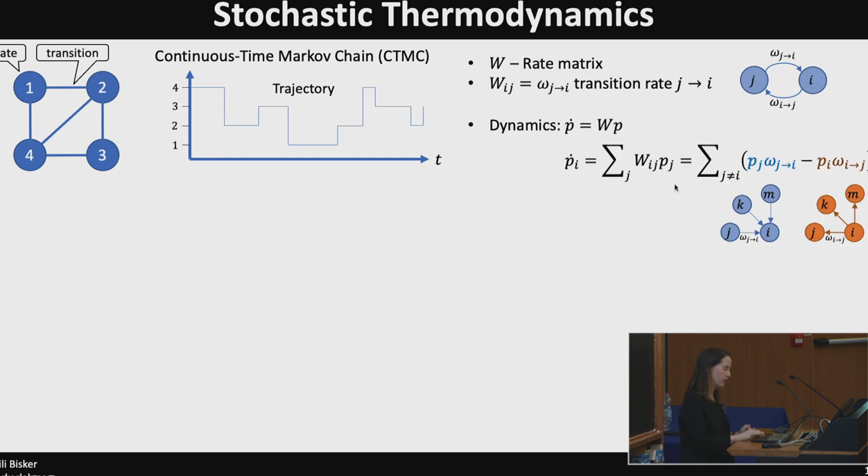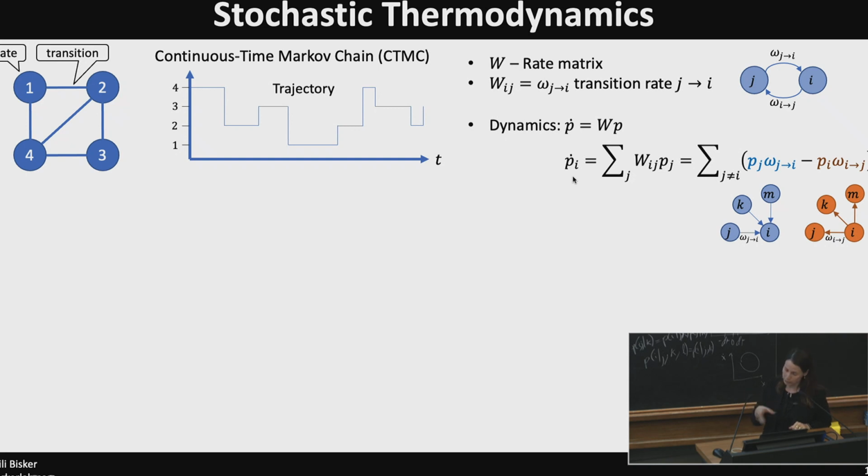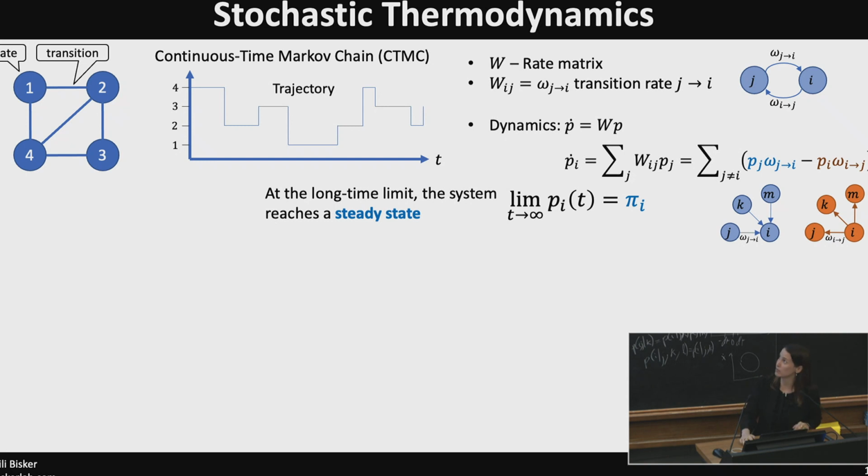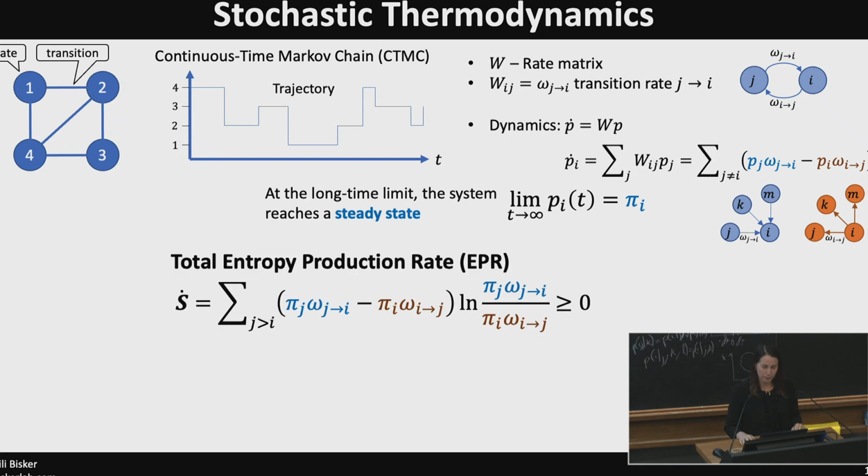And if you write it down, the change in time of the probability of being at state i is just the sum of the ingoing flux minus the outgoing flux. At the long time limit, the system reaches a steady state, which I label with pi. So this is the steady state probability distribution of observing the system at one particular state. And then you can write the steady state entropy production rate in the following way. So you have a sum over all the edges, and there is a multiplication of two terms. One of them is the current over the edge, over the link, times the thermodynamic force, which is given by this formula. And of course, this quantity is always greater or equal to 0.